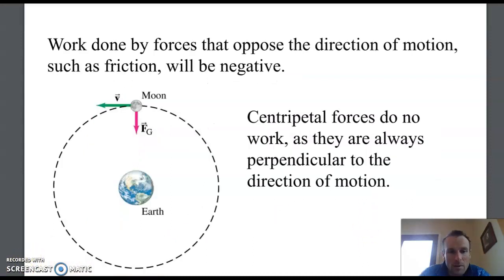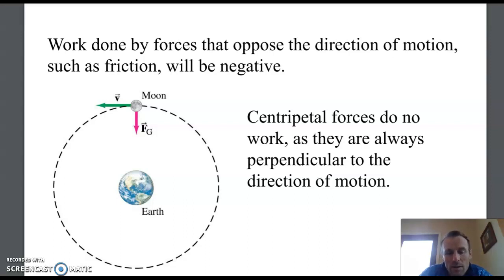So here's another example of a force that does no work. And that would be the force of gravity on a satellite. If we remember the velocity vector of an object in uniform circular motion is tangent to the circle, well, the force, the gravitational force here, is perpendicular to the displacement at every moment in time, and therefore centripetal forces do not do work. So now you're probably wondering, well, what does work do? Why do we need it?